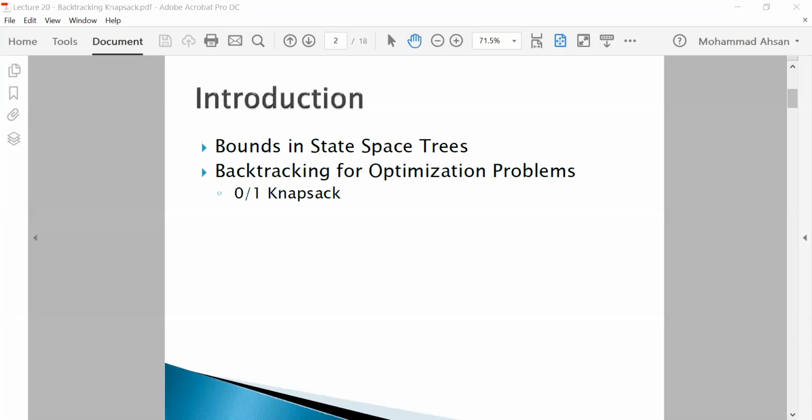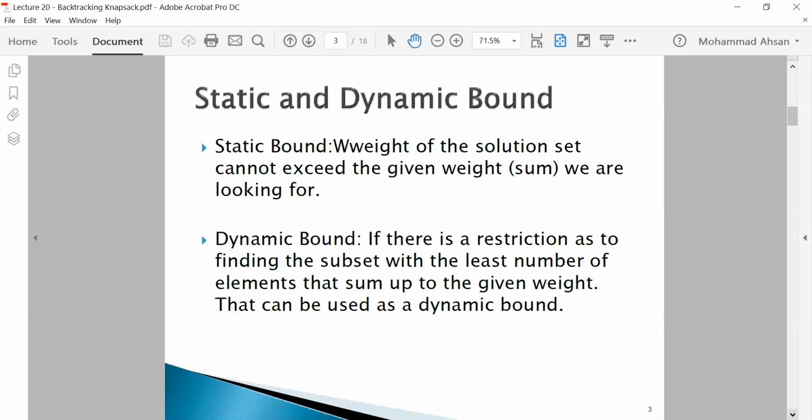For example, we discussed the static bound in case of the sum of subsets problem. The static bound is that if you get to a node with a sum more than the sum you're looking for, then that becomes the static bound, and dynamic will vary. We'll see another example of dynamic bound in today's problem. So this is what we were discussing last time.